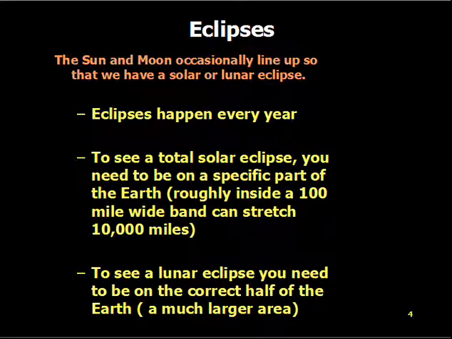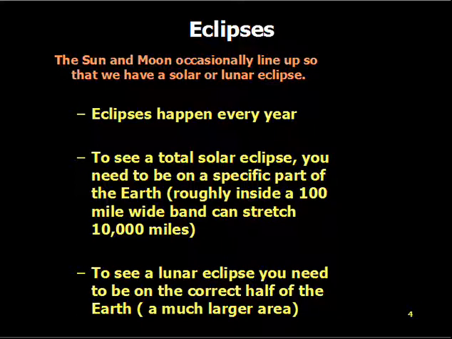Eclipses do happen every year, both solar and lunar. They're not every month, they're more rare than that, and to see a total solar eclipse especially is rare because you have to be inside a narrow band on the earth. This band varies in width for each eclipse and varies in length for each eclipse, but let's say average 100 miles wide and could be up to 10,000 miles long across the surface of the earth.